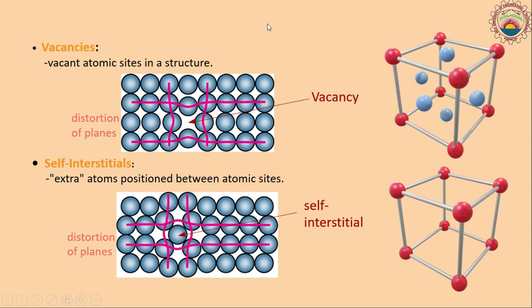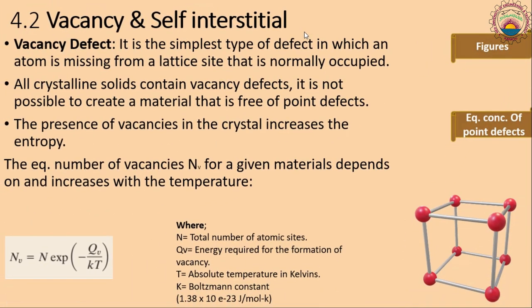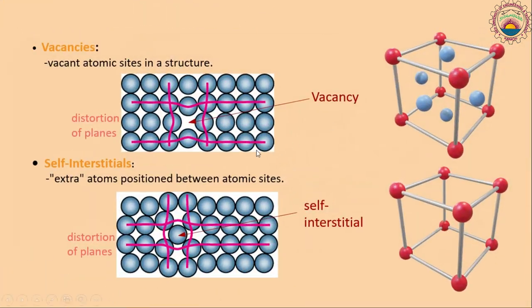So these are the two point defects we have discussed: the first one, vacancy, and the interstitial defect. What is the vacancy defect? It's simply the absence of an atom from a lattice site, and these are the lattice sites. And what is the interstitial defect? It is just the presence of an atom where it shouldn't be, like it is occupying an interstitial space. That is called a self-interstitial.